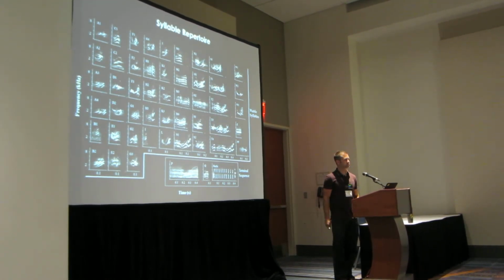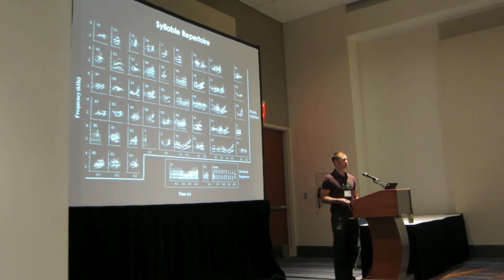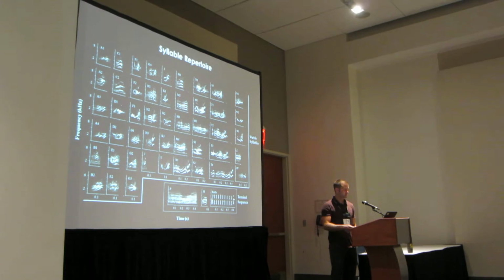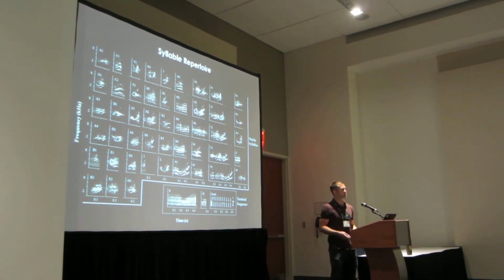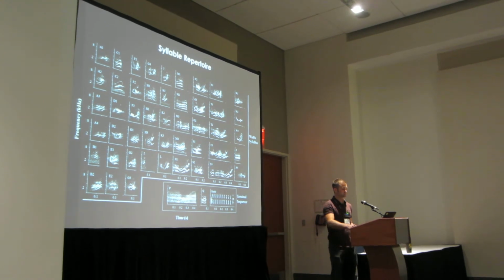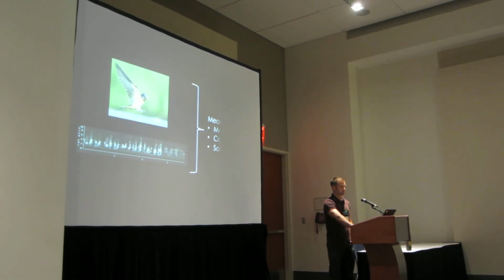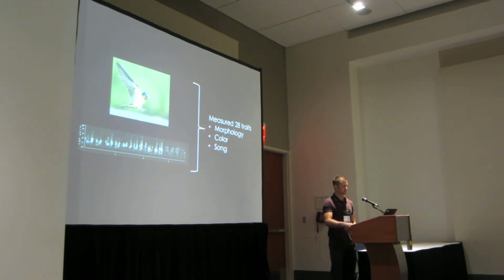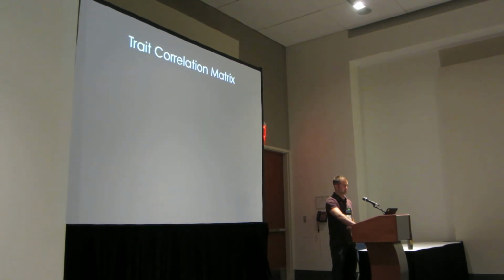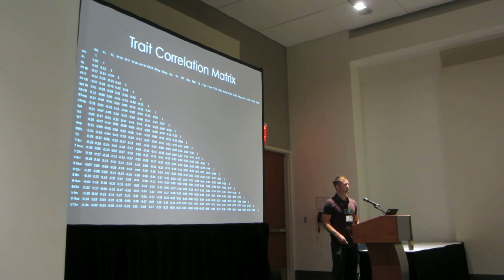In addition to measuring the length and frequency of these song parameters, we also developed a repertoire. So here are the 51 syllables we used to characterize the syllable repertoire of each male, to look at how large his overall repertoire was, as well as how complex it was relative to the other males. Collectively, we measured 28 traits comprising morphology, color, and song for 49 males, and developed this trait correlation matrix.